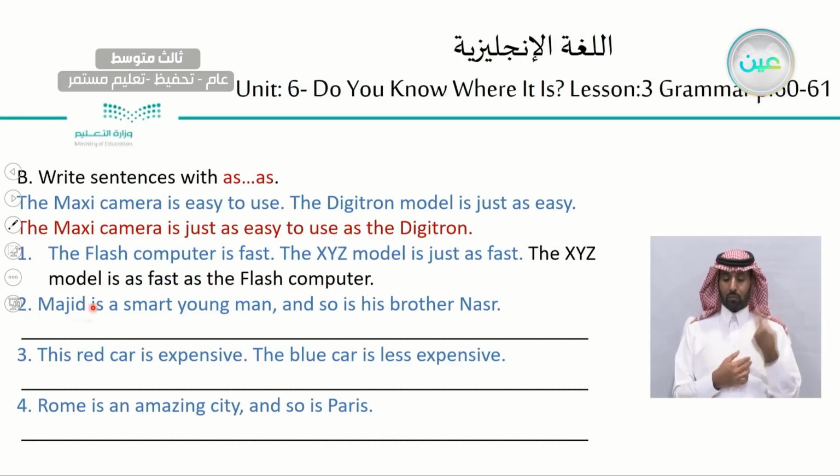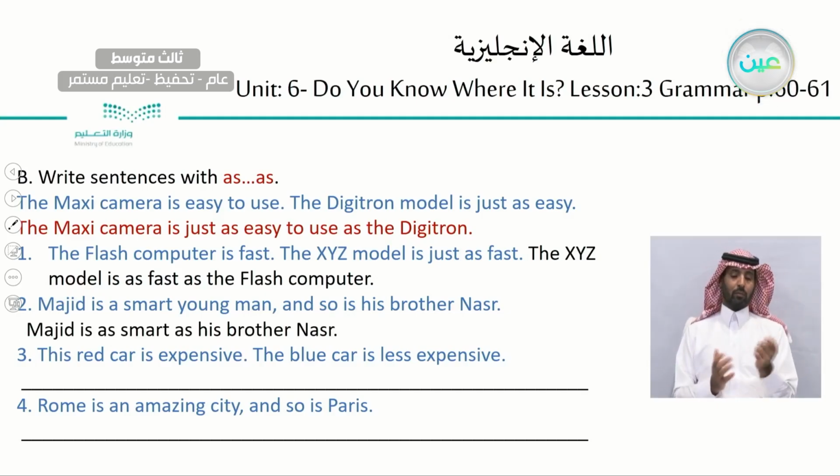Number 2, Majid is a smart young man, and so is his brother Nasser. So we're comparing between Majid and Nasser. So how can we write it? Excellent. Majid is as smart as his brother Nasser. Simple as this.